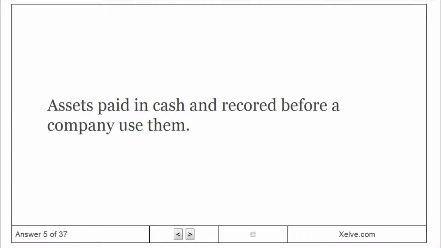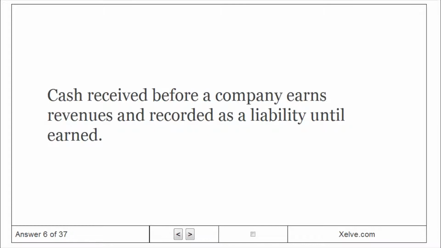Prepaid expense: assets paid in cash and recorded before a company uses them. Unearned revenues: cash received before a company earns revenues and recorded as a liability until earned.